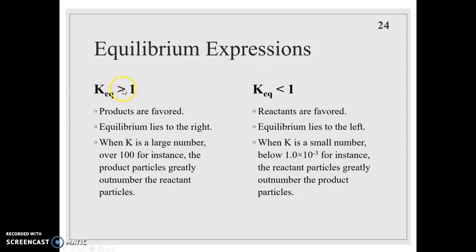So if K_eq is greater than 1, that's an indication of a product-favored reaction, and the equilibrium is going to lie on the right. That's just another way of saying products are favored. And if K is a very large number, the product particles are going to greatly outnumber the reactant particles. If K_eq is a small number, less than 1, reactants are favored and equilibrium is going to lie on the left. And if K is a really small number, then the reactant particles are going to greatly outnumber the product particles.